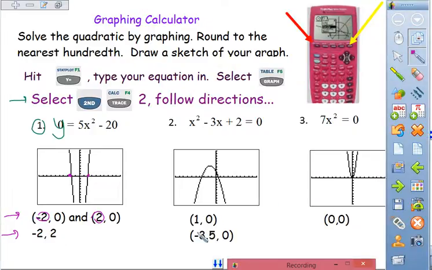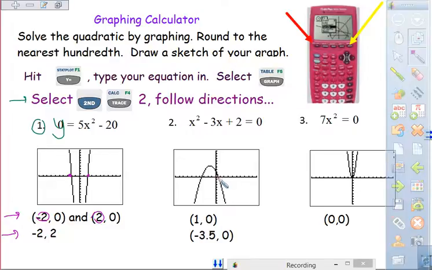On number 2, the 0 on the right side is a whole number. It is at 1, 0. The root on the other half is at a decimal, so it's good that we used our calculator instead of trying to guess where that was. Number 3, if we just look at the graph, you can kind of tell that's at 0, 0, but we should check to make sure that it's not a decimal. So this is us demonstrating graphing to find our zeros.